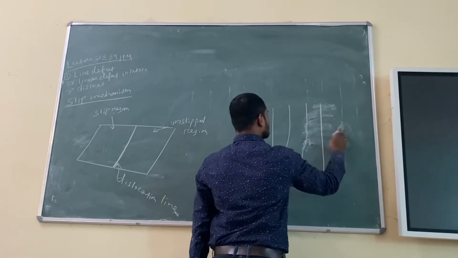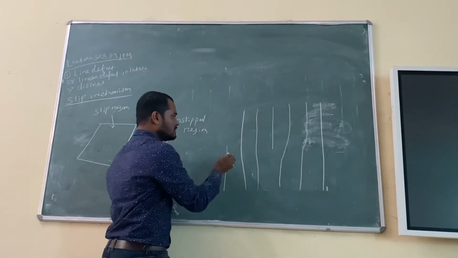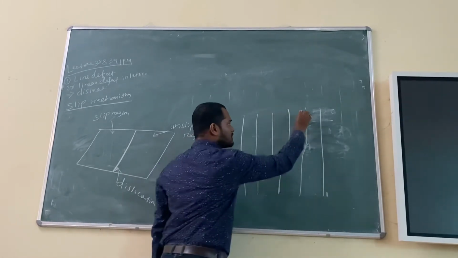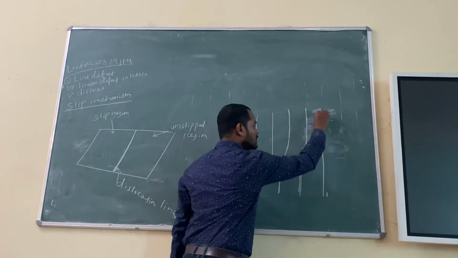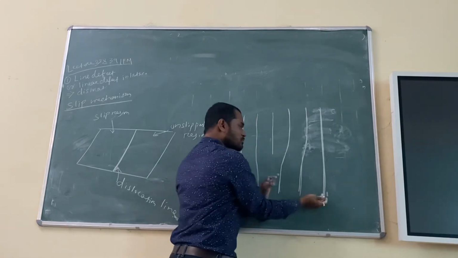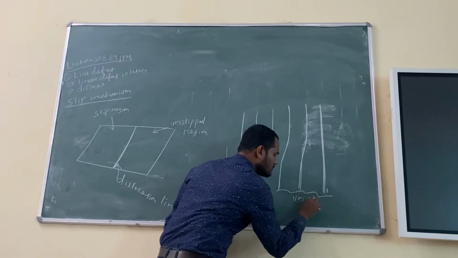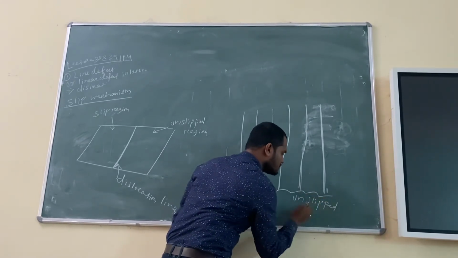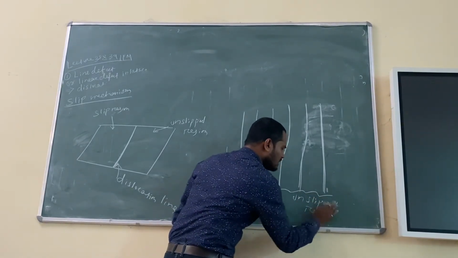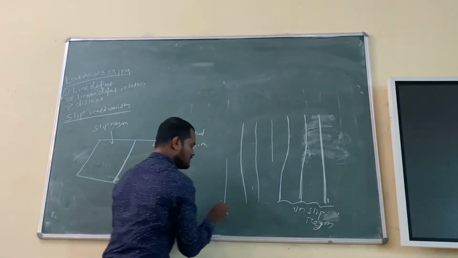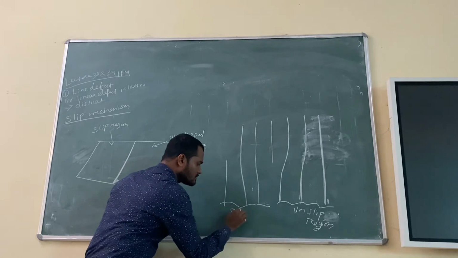Let's have a look. These atomic planes are continuous. There is no breakage, right? Initial position and final position are the same, right? So this is unslipped. This is the unslipped region, but this region is the slipped region.